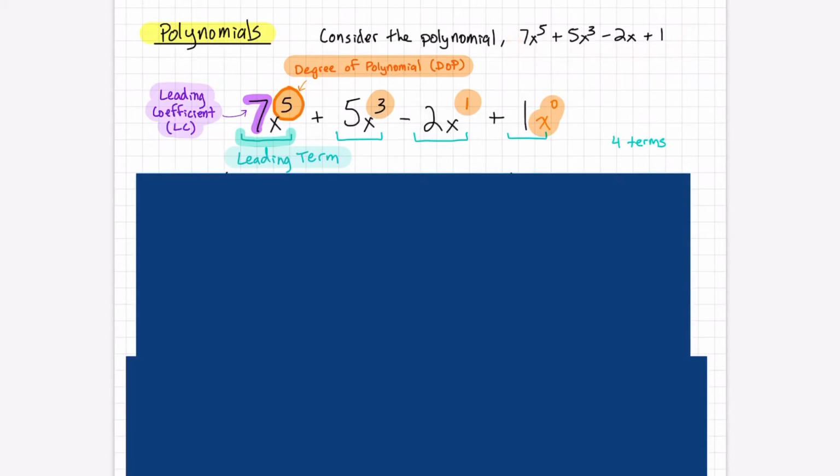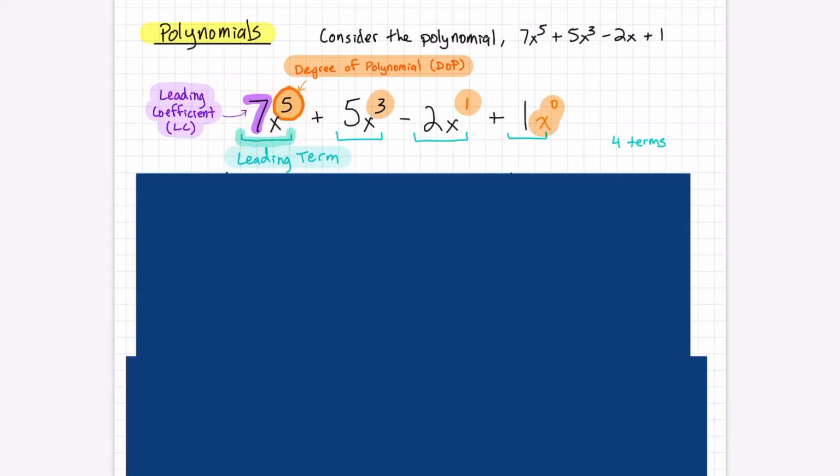Well, first let's just define the parts of a polynomial. So we have terms. This particular polynomial has 4 terms. It's a 4-term polynomial. Terms are separated by addition and subtraction symbols, and they're bound together by multiplication. So this is collectively a term.